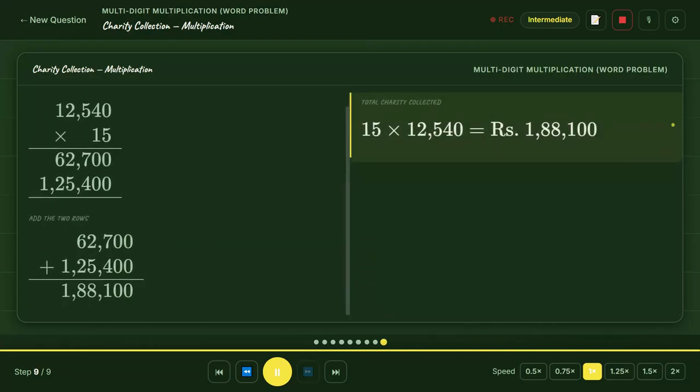We did it. The 15 men collected a total of 188,100 rupees for charity. That is 1,88,100 rupees. What a wonderful thing to do.